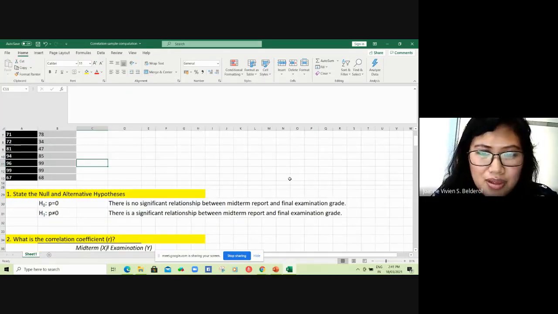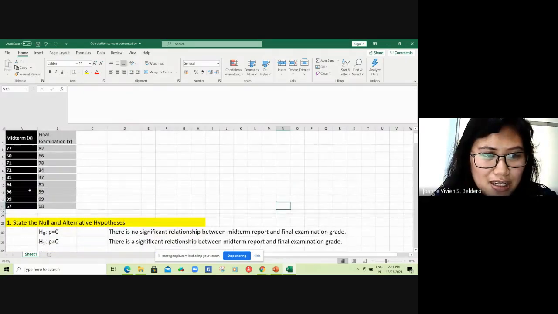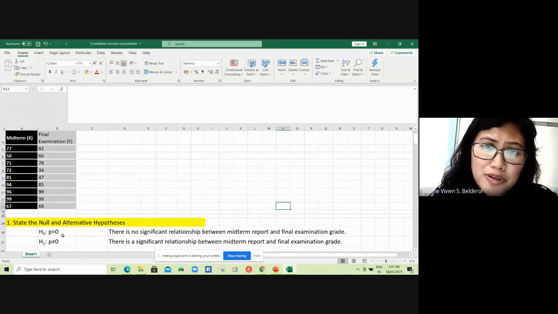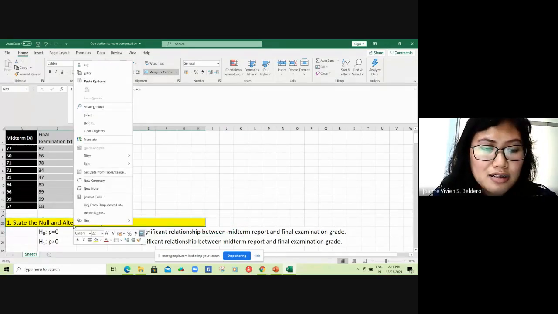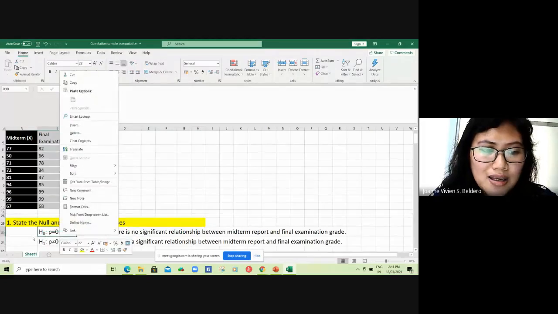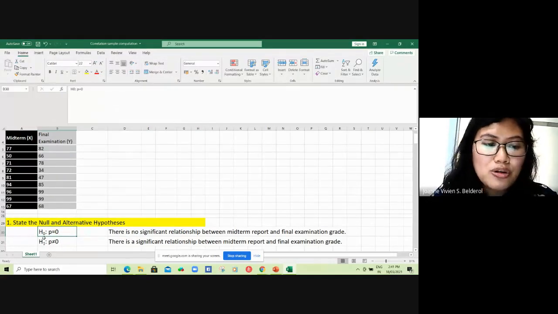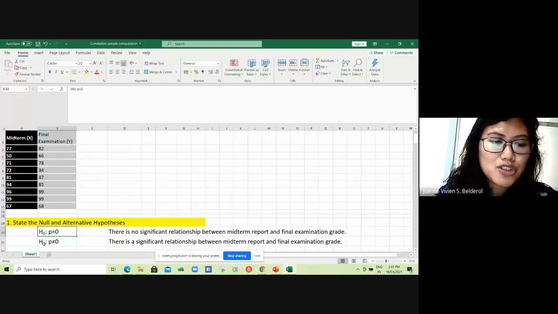So anyways, this is our data. And this is our first problem: state the null and alternative hypothesis. So basically, for this part, you just copy this template. It's already a template, you just replace the variables. When we state the null and alternative hypothesis, always H0 colon P is equal to 0. And then H1, P is not equal to 0.